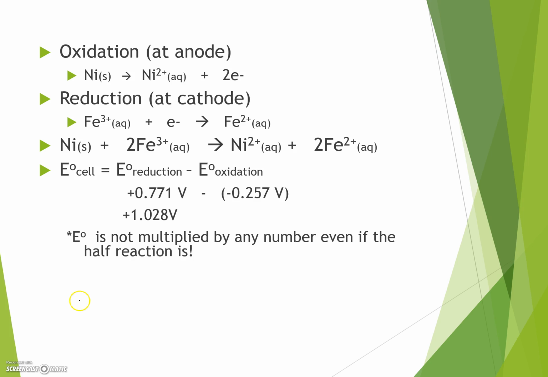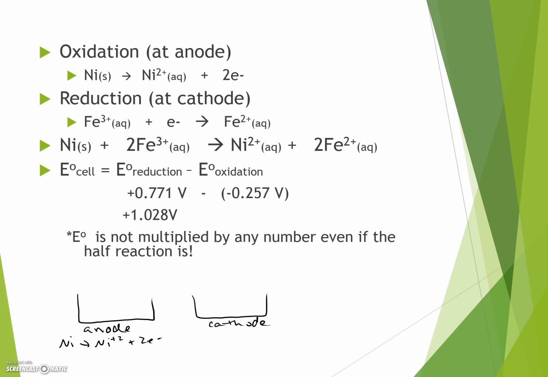Now let's draw our voltaic cell. So we'll have our 2 compartments. We know that we're going to put our anode compartment on the left and our cathode compartment on the right. We know that the oxidation half reaction takes place in the anode. So for this particular example, nickel atoms are going to become nickel ions, and we're going to release 2 electrons.